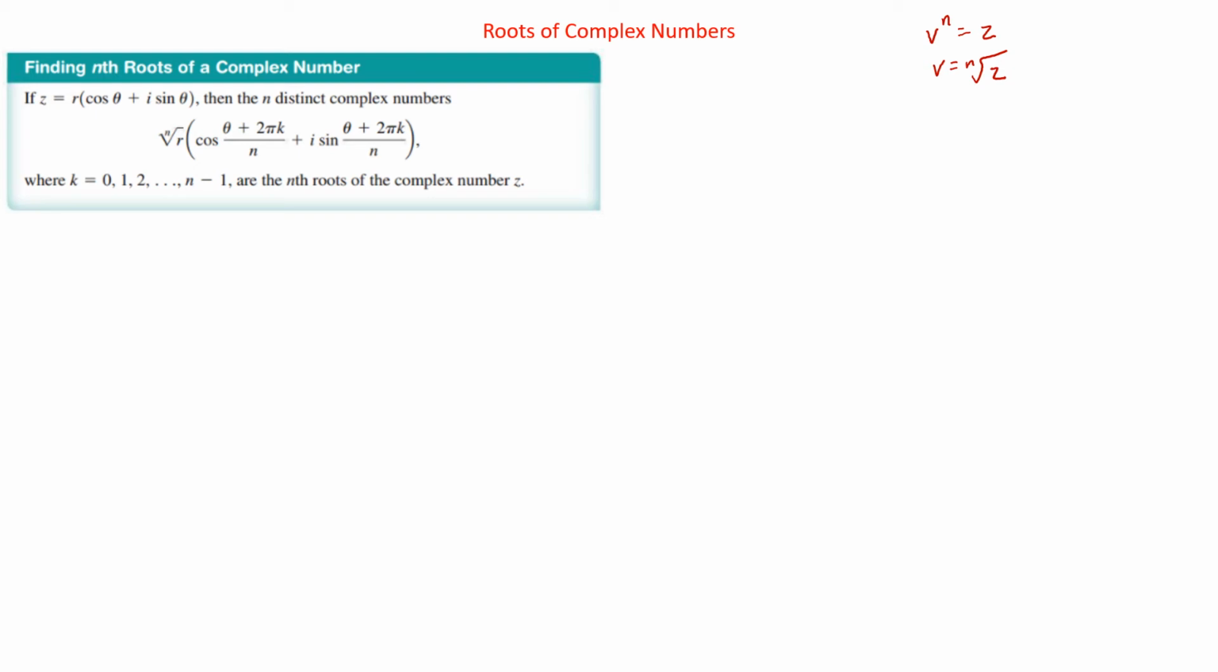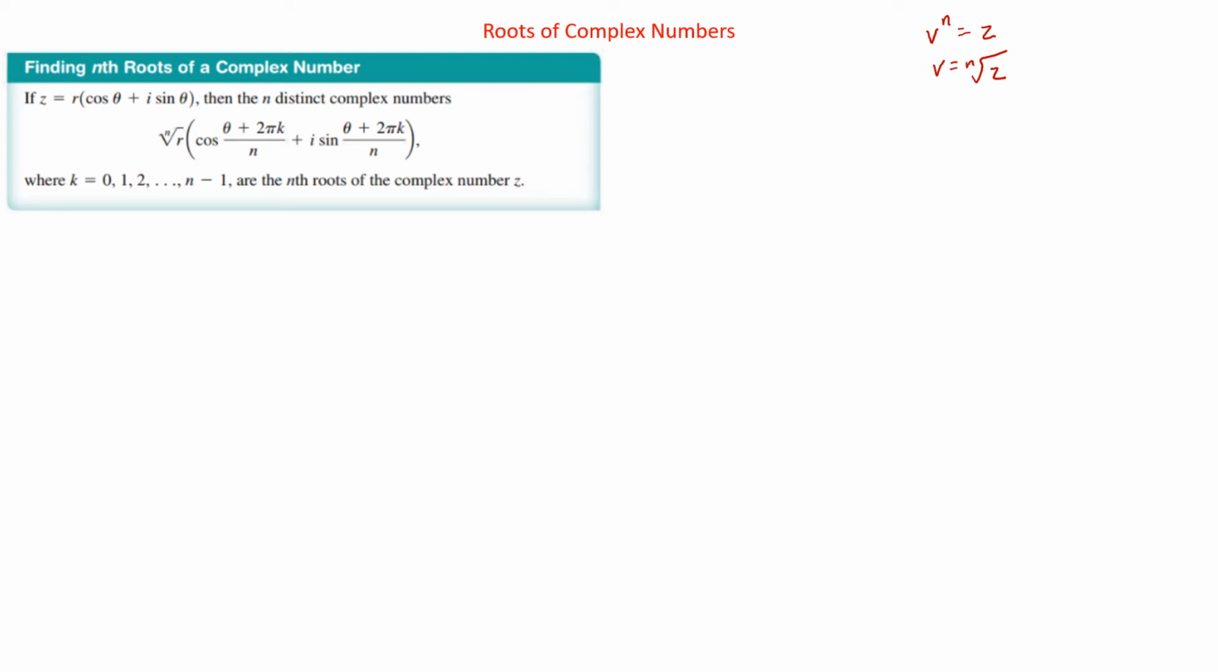So z equals r times cosine theta plus i sine theta. Then the n distinct complex numbers will have the nth root of r, and that is just the number you'd get if you typed it into a calculator, times cosine of (theta plus 2 pi k over n) plus i sine of (theta plus 2 pi k over n), where k starts with 0, and then you plug in 1, 2, 3, till you get to the number before the root. So when you include 0, you have n roots.